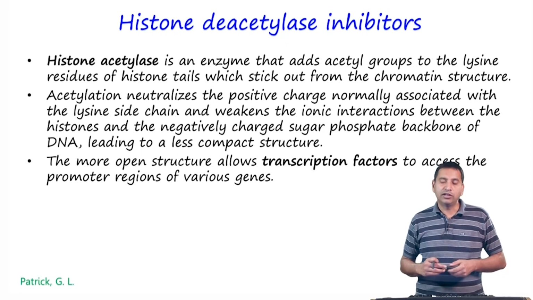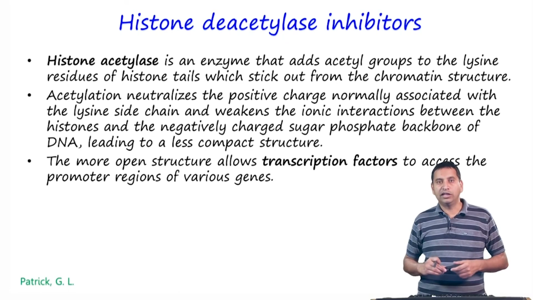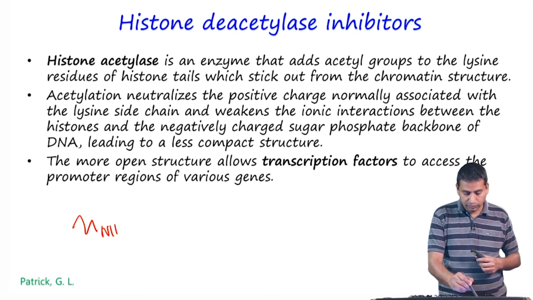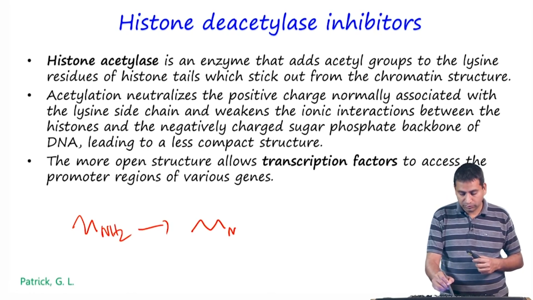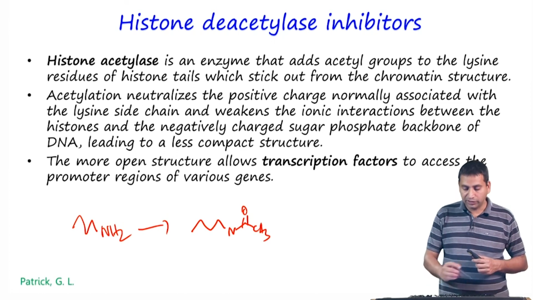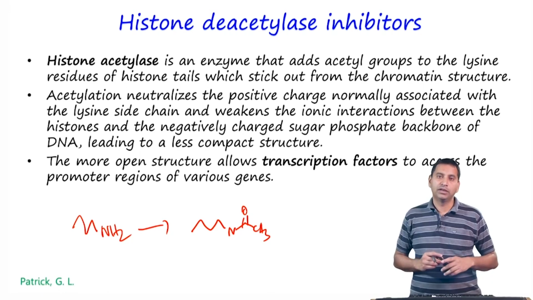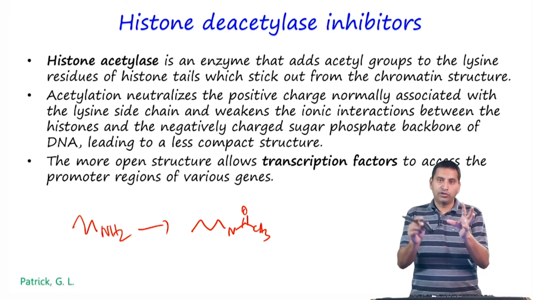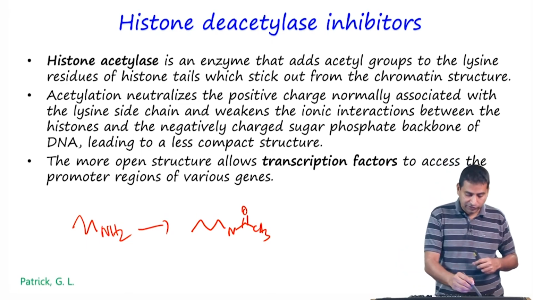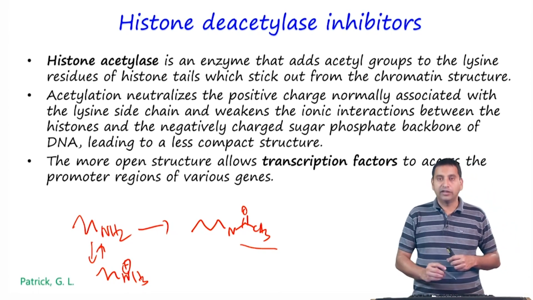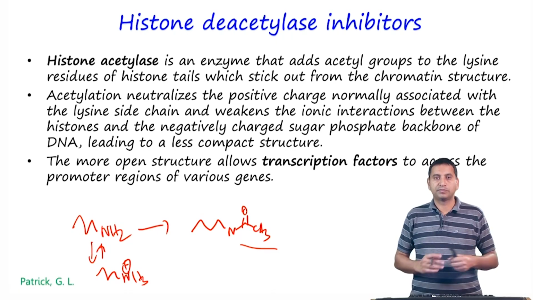There is another class of enzymes which are known as histone deacetylases. Histone acetylase is an enzyme that adds an acetyl group to a lysine residue. These histone tails stick out from the chromatin structure. Acetylation neutralizes the positive charge that would normally be associated with the lysine side chain. This would be in equilibrium with the plus form. However, by acetylating it, we have made the molecule neutral.